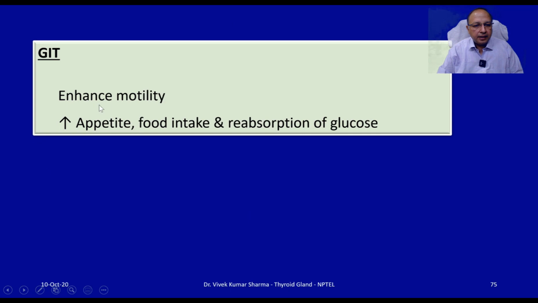In the GIT, it enhances the motility, it increases the appetite of the person, the food intake is increased and reabsorption of glucose is increased. In spite of that, the weight loss keeps occurring because the metabolic rate is much higher.